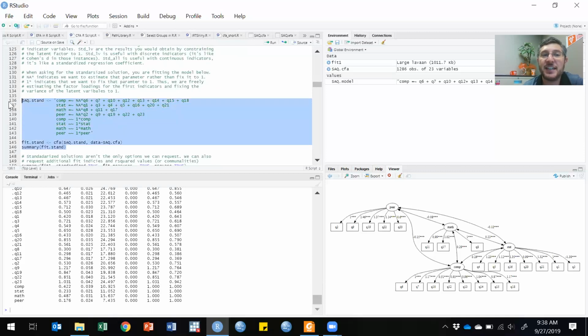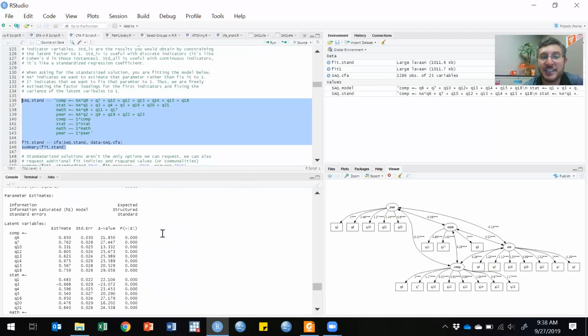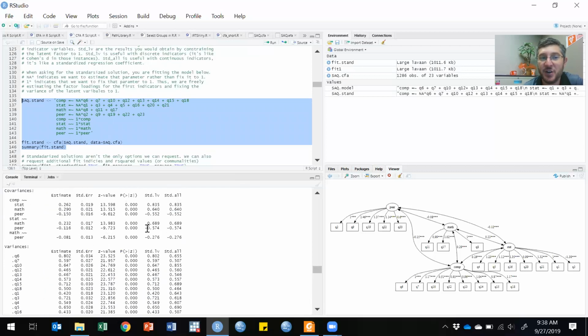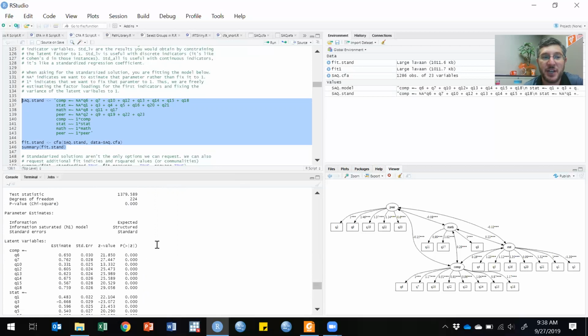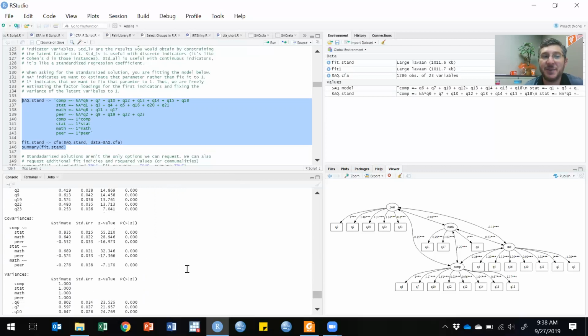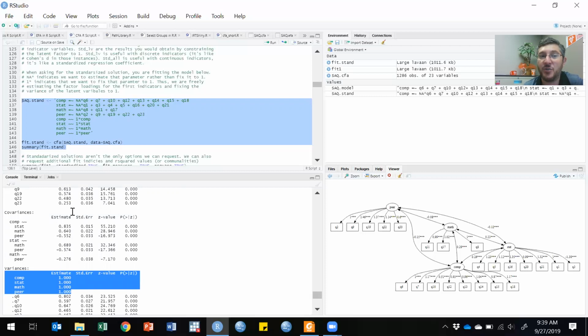If we do that and we run it, notice that this solution is the same thing as in that std.lv, standardized latent variable solution. 0.65, 0.762. Here we go, 0.65, 0.762. So you still get the same results either way. To me, it's just easier to add in standardized equals TRUE, and you can get both of them. Here we make sure the variance estimates are all set to 1. You can see these correlations are the same as we found in the other solution.